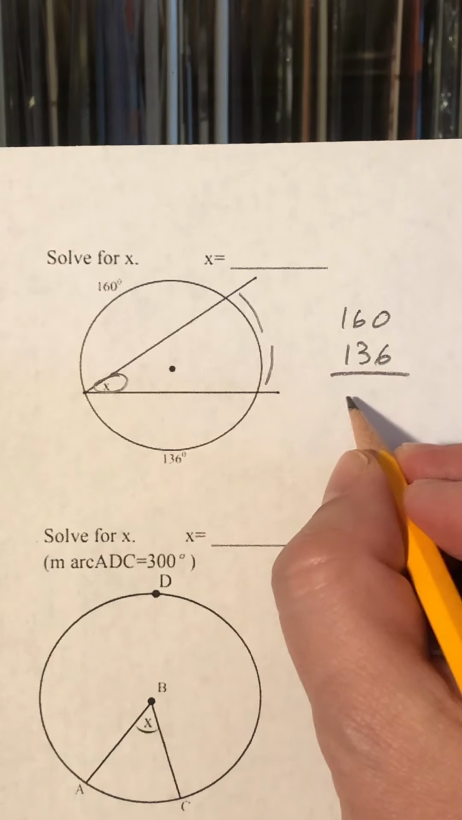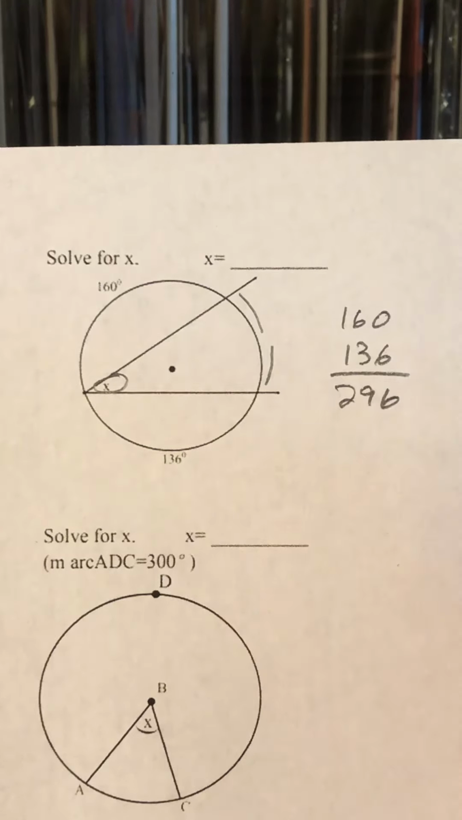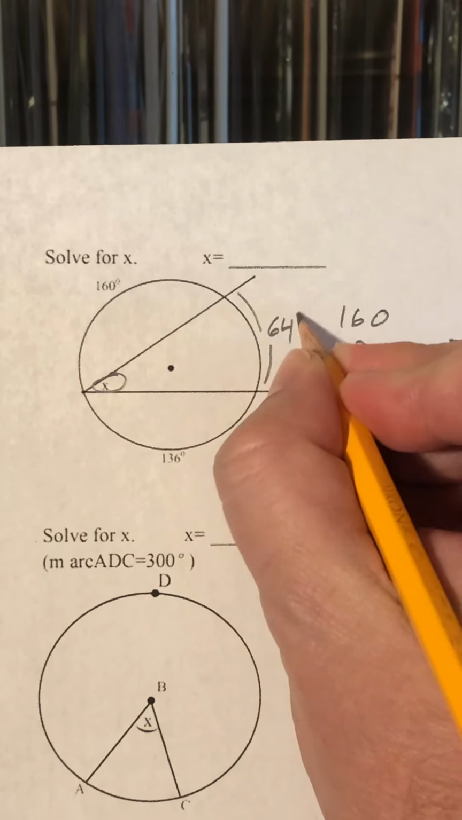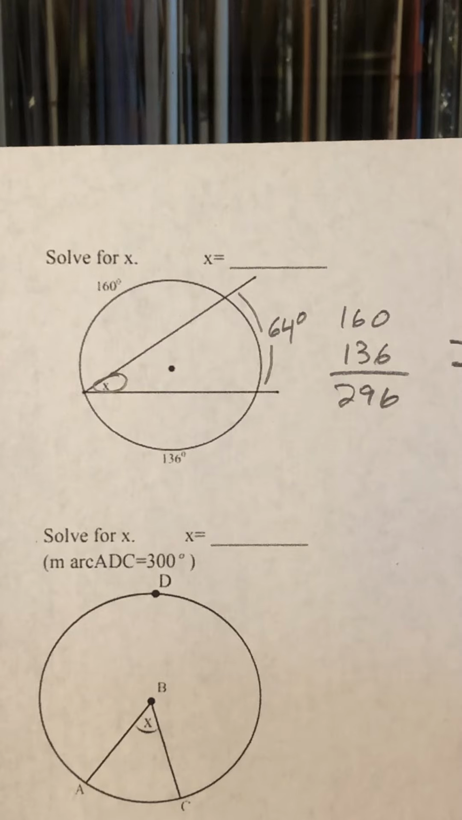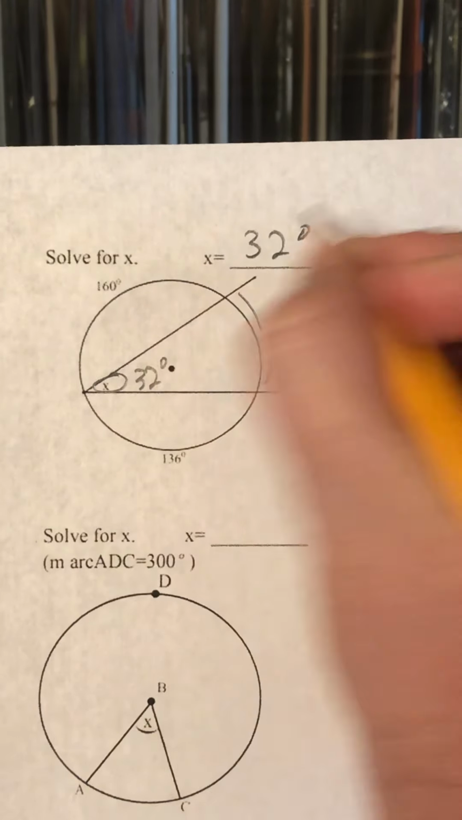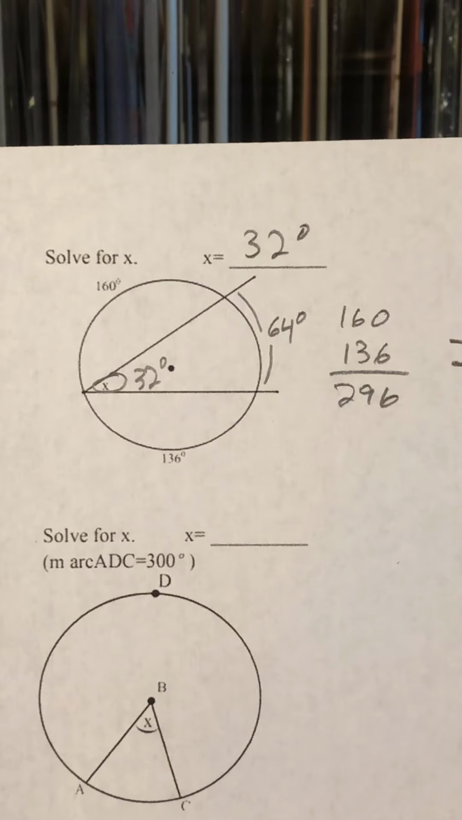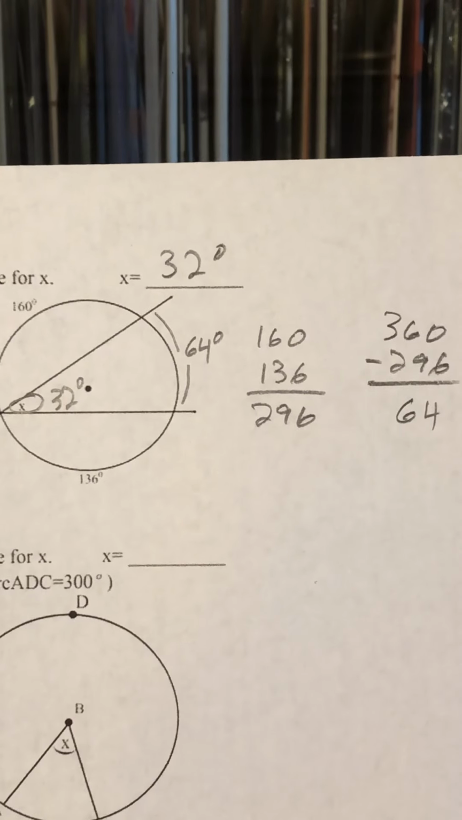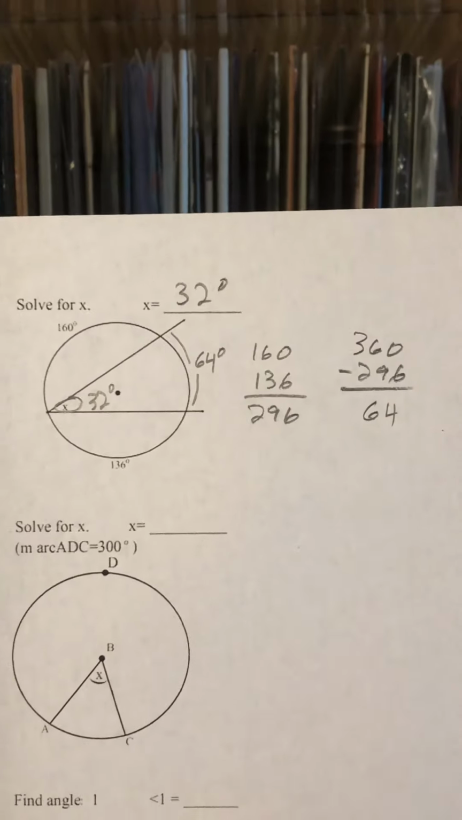So if I add those two together, I get 296. And then if I take my 360 and subtract 296, I'm going to end up with 64. So that means that this arc over here is 64 degrees. And if that arc is 64 degrees, then this inscribed angle is going to be 1/2 of the 64, so it's going to be 32 degrees. Okay, hopefully that made sense. Let me move that over a little bit. There you go, so you can see some of the work.